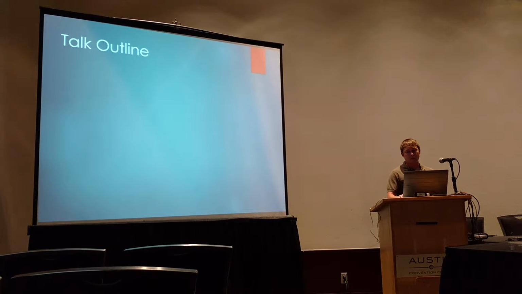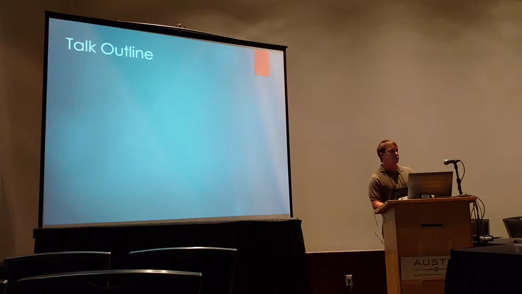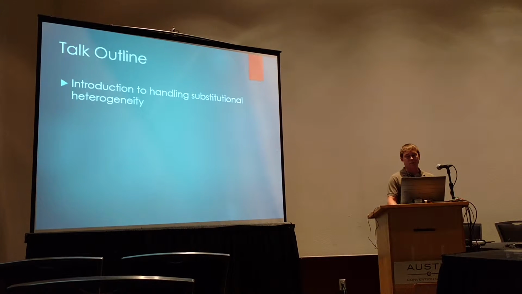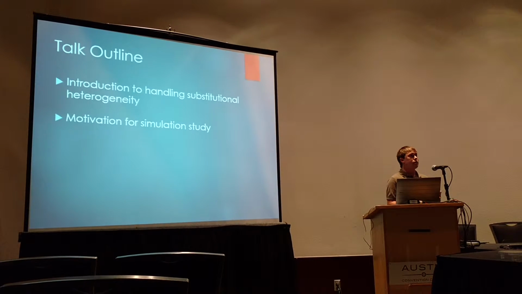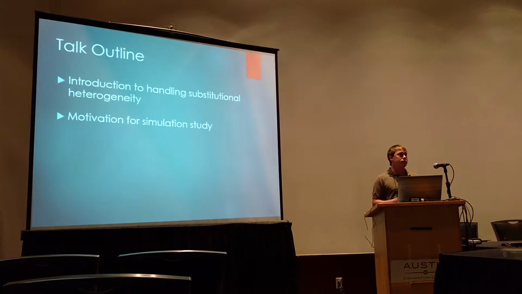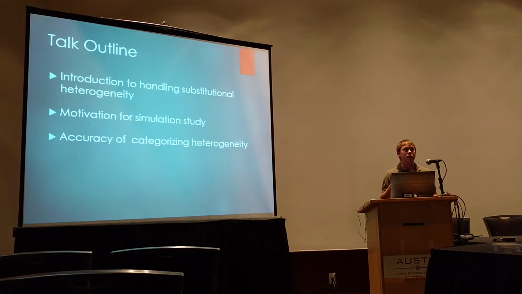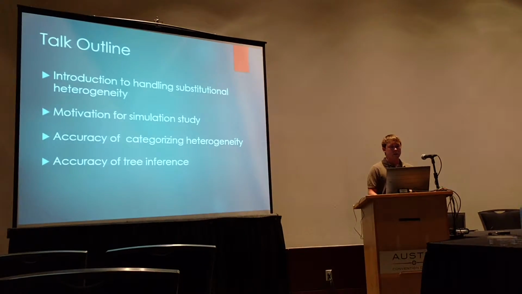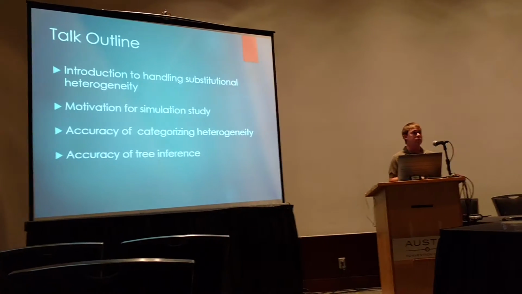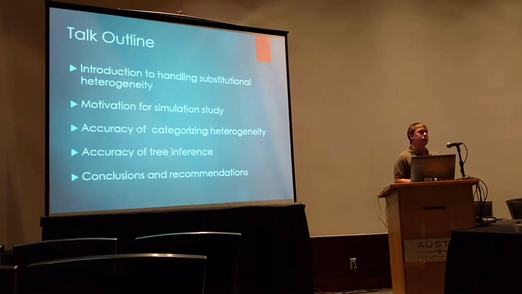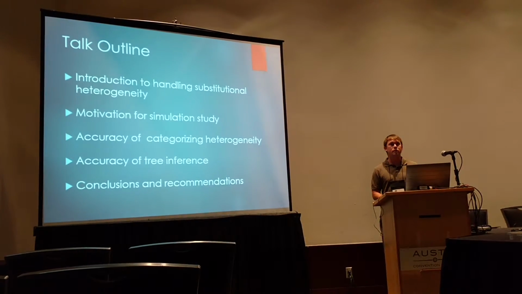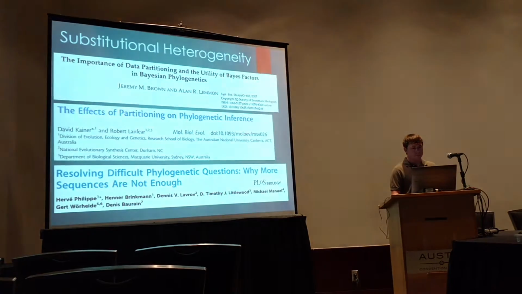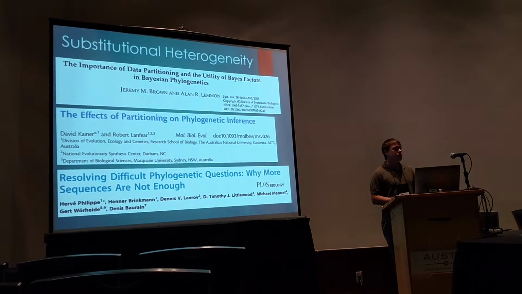So this is going to follow a little bit of a non-traditional format, so I'll just hit the outline real quick so you're not confused. I'm going to give an introduction to handling substitutional heterogeneity with some common methods that we currently have. A motivation for a simulation study we did to actually look at how these methods compare and perform. Talk about how the different methods actually categorize heterogeneity and the accuracy with which they did that. Accuracy of tree inference, which I think is probably what most of us in this room are really interested in. And then I'm going to give some conclusions and recommendations for future studies, specifically for inferring accurate trees with large phylogenomic data sets.